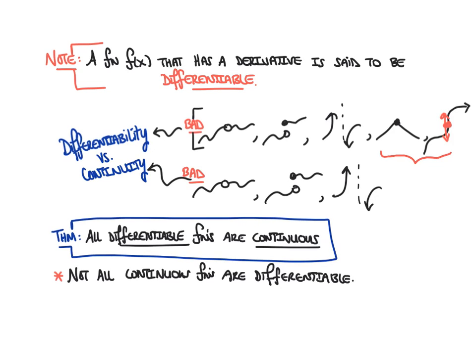Those situations are continuous, so I could draw a continuous function, say a nice roller coaster function that then has a sharp bend in it. Let's call that f of x. This function is continuous, but it is not differentiable because of that sharp point. All right, so it's important to understand the interplay between these two concepts.